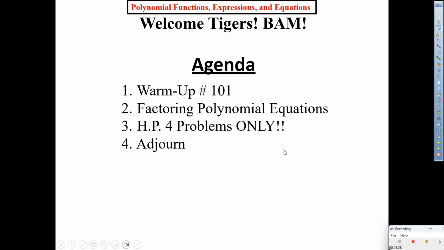Copy the agenda, please. Warm-up 101. Today we're moving on to factoring polynomial equations. No longer small polynomials. Now we're going into functions or equations. And tonight, totally 4 problems only. 4 problems only.